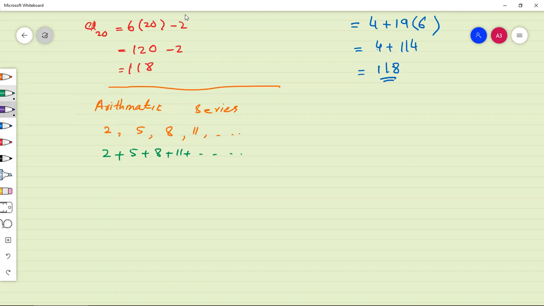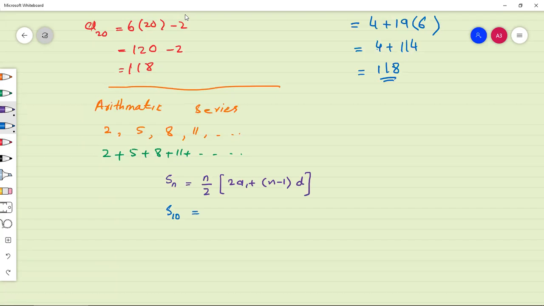How can we find the sum of these terms? In arithmetic series, we discuss how to find the sum of different numbers of terms. The formula for the sum is Sn equals n by 2 into 2a1 plus n minus 1 into d. Here a1 is the first term, d is the common difference, and n is the number of terms.